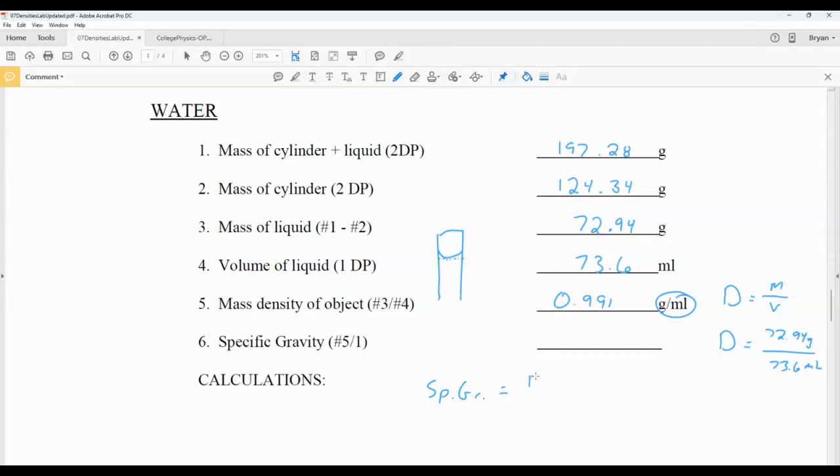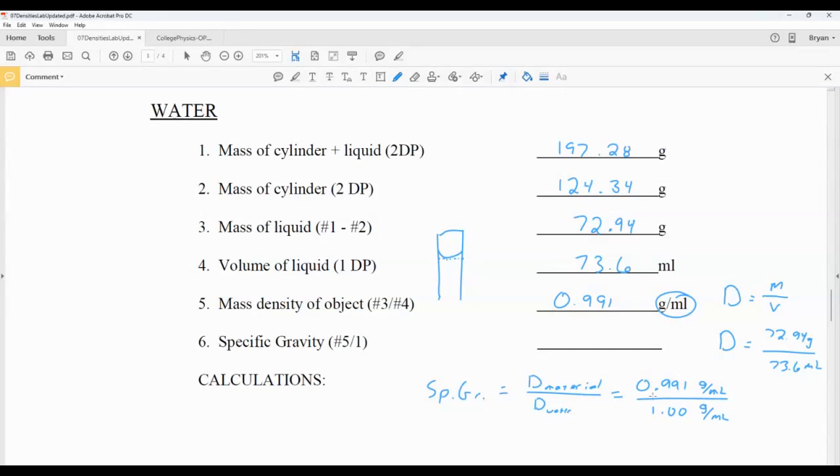because specific gravity, what it does and how it works is it takes the density of some material and it compares it to the density of water. And by putting those in a ratio and dividing them out, then we're going to get typically some decimal number from this. And so what's going to happen is we found the density of our material, or our liquid substance here, and we got 0.991 grams per milliliter.